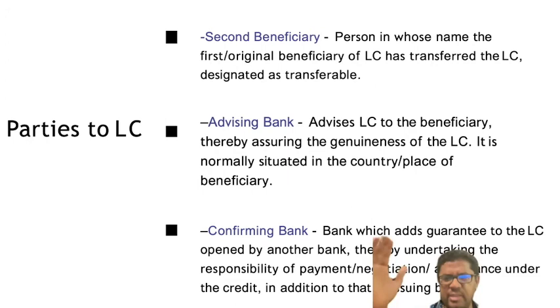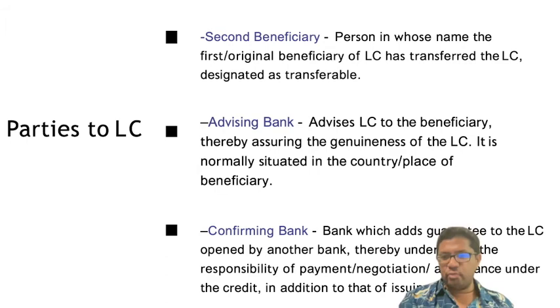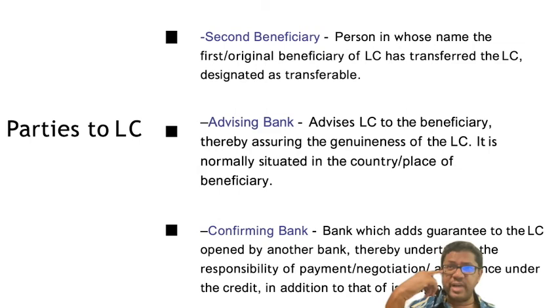Sometimes it's not only authenticity that matters. Sometimes exporters want a double guarantee. Double guarantee means exporters normally always ask importers, hey importer, you have to get the letter of credit opened. You have to also get the letter of credit advised by another bank which has a branch in my country. This is normal. These two are normal.